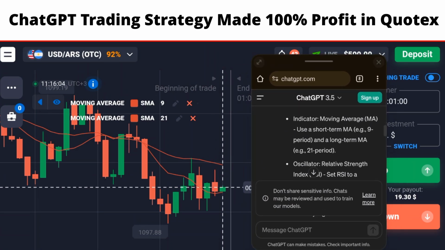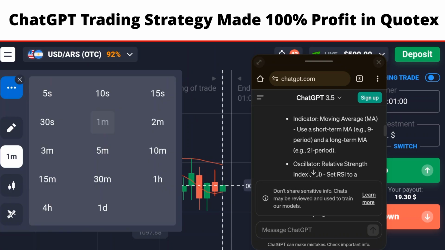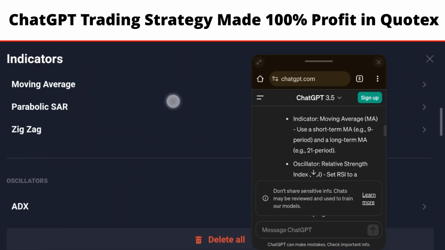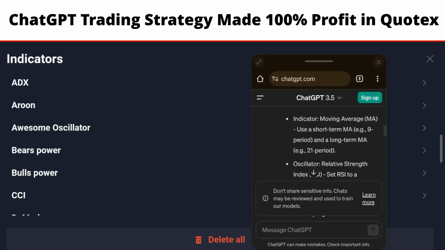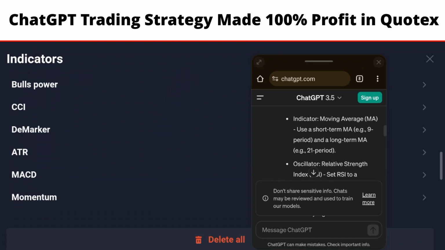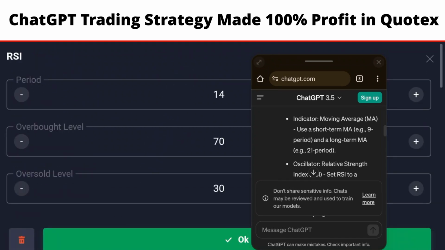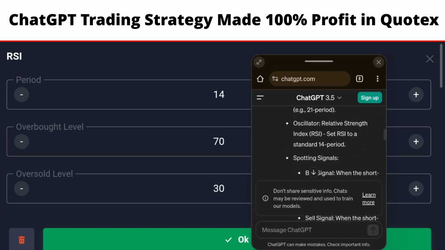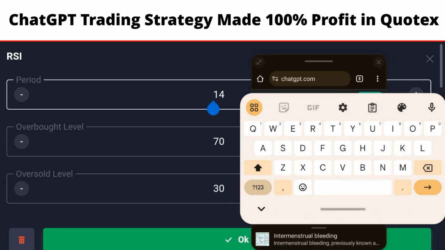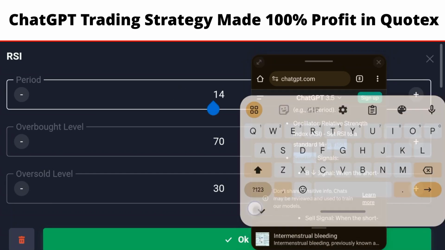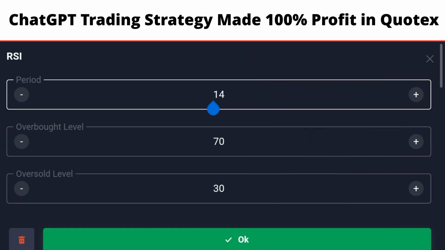So now that we've set that up, we also need to set up an oscillator. We had requested that we get an oscillator that we will be using for signals confirmation. So let us go for RSI, which is defined with period 14 on ChatGPT. So the period is 14. Don't change anything on the RSI, just leave it as it is and close that.